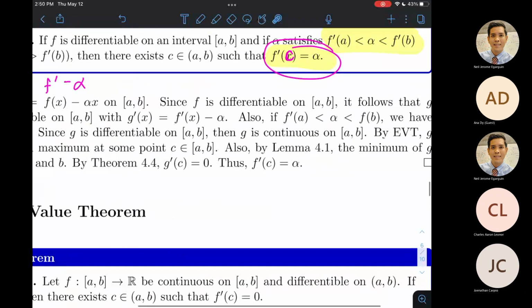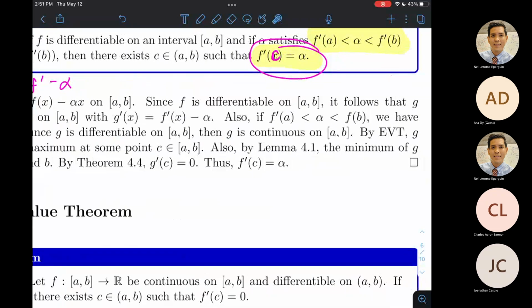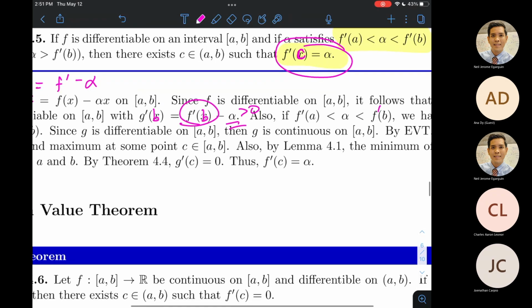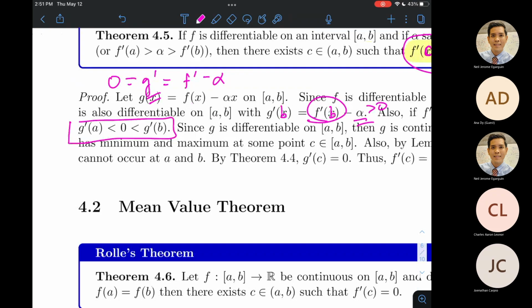On the other hand, if we know that alpha is smaller than f prime of b, so if I plug in b here, g prime of b will then be f prime of b minus alpha. Oh, sorry, another typo. So dahil si f prime of b ay mas malaki kay alpha, so yung g prime of b ay magiging positive naman. So we have this relationship.